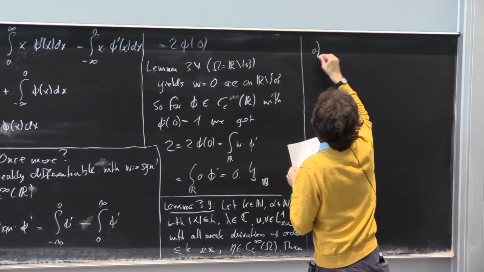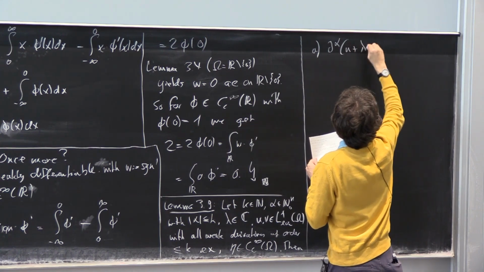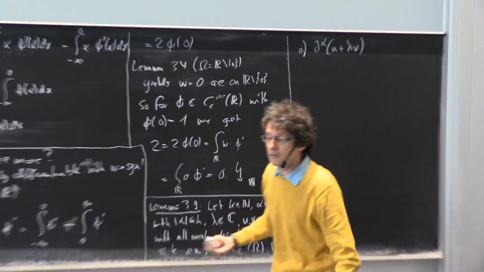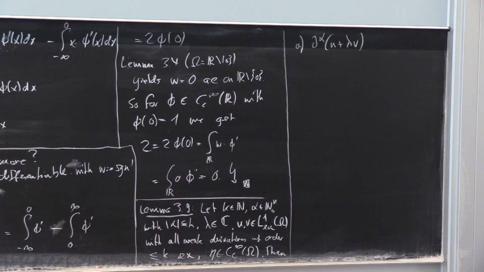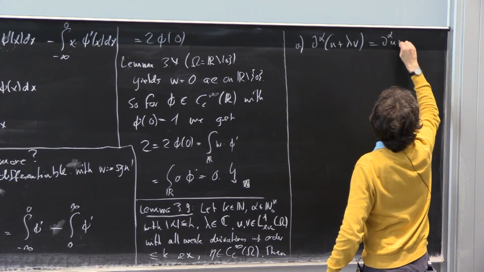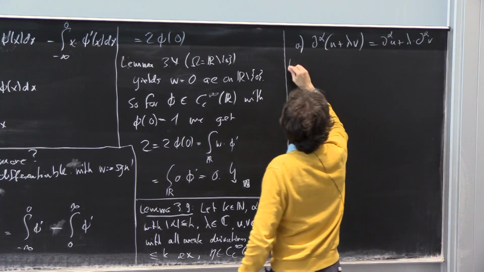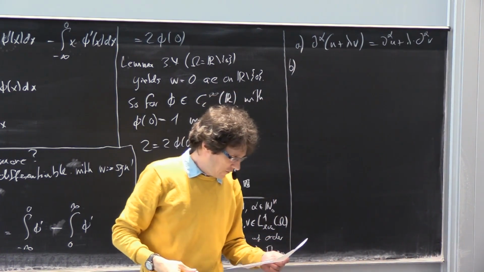First thing, weak derivatives are still linear. So if you have a linear combination of u and v that are weakly differentiable, then you can use linearity. This is the same as the weak derivative of u plus lambda times the weak derivative of v. So this is the first thing.